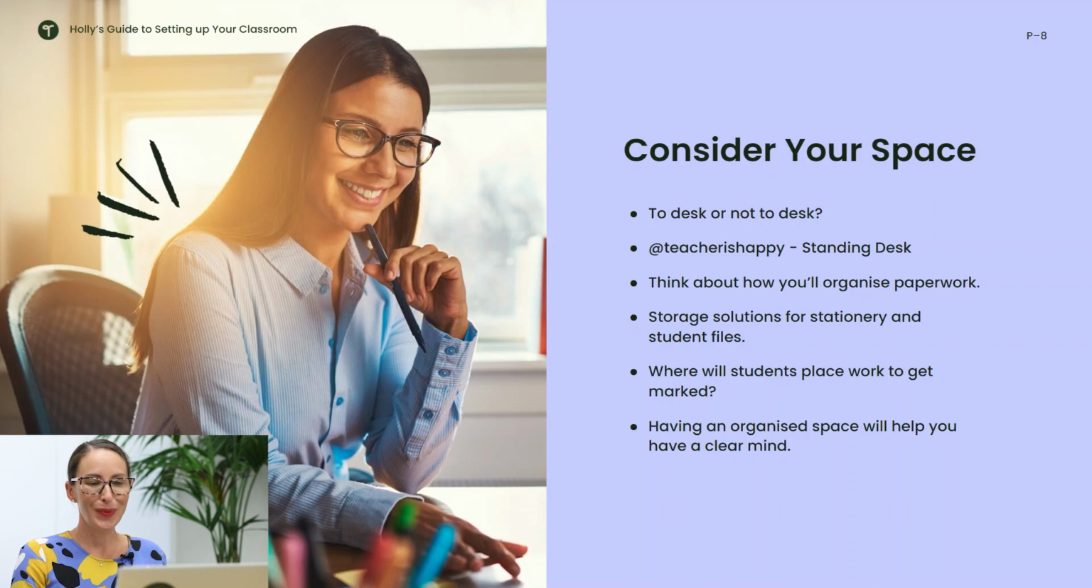Okay, so the number one point there I've got there is to desk or not to desk. This is always a very, not controversial, but you've sort of got teachers that love their desk and some teachers that are happy to get rid of their desk. So just work out who you are, how you work, how is the classroom going to be run, and would a desk be the best option? If you've got a smaller classroom, maybe doing away with the desk creates more space.